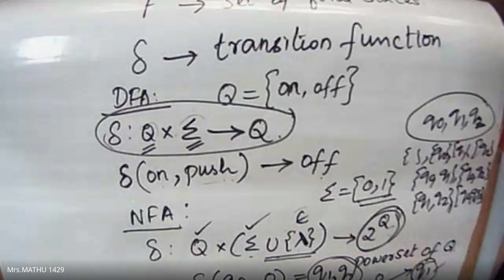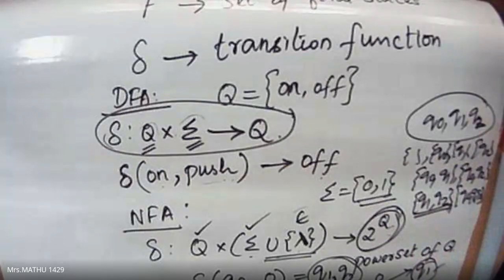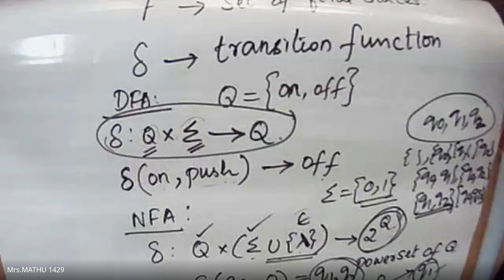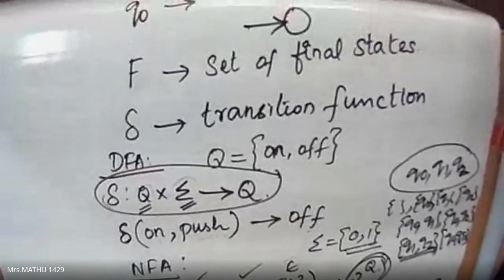So now you can see here what we are getting: Q1 Q2. So Q1 Q2 is one of the subsets of this power set. So I hope you understand. Do you understand? Can I get some response? Yes or no?